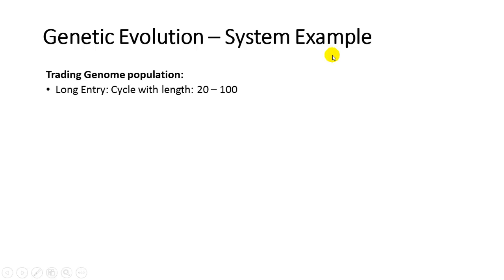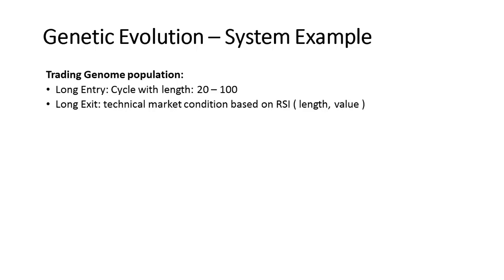Okay, let's review one genetic evolution system example here. So first of all, our trading genome population is defined. We want long entry signals based on a cycle with a length between 20 and 100 bars. And we add a long exit signal based on the technical market conditions. So if we have an overbought market, we want to close existing long trades, which means we choose a technical market condition based, for example, here on the RSI indicator with an unknown length setting as a value here.